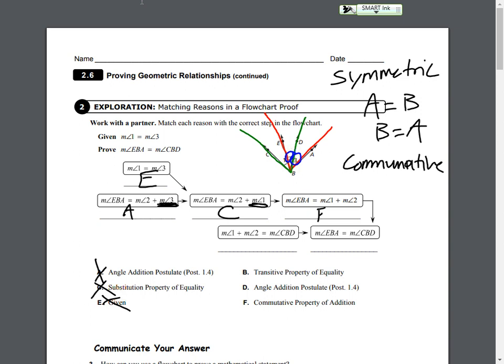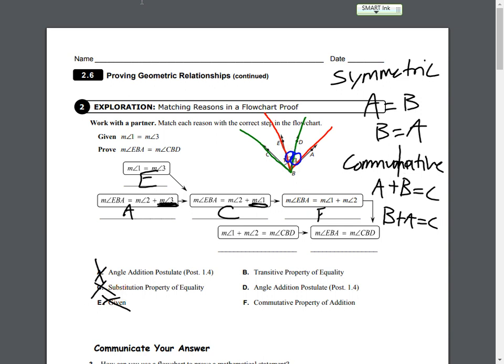Commutative property. Commutative, wow. Sorry, bad spelling. The commutative property says A plus B equals C, or B plus A equals C. Notice symmetric. Symmetric, we flip what's on what side of the equal sign.